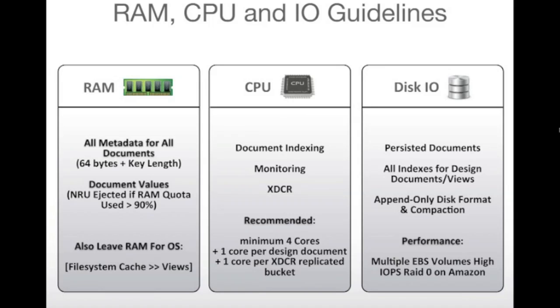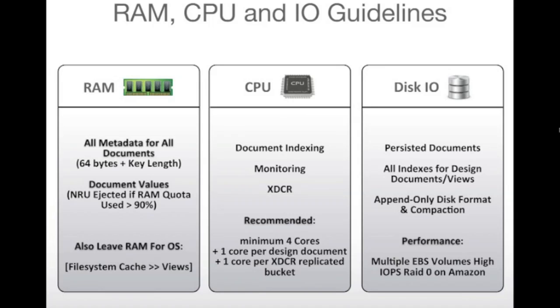And then there's the document values. If your average document is about 1K, or if it's less or more, then you can estimate how much RAM across the cluster you will need to keep all your values in RAM. We also leave RAM for the OS. If you're using our indexing, that actually uses CPU and it comes off disk. So we leave RAM for the OS to use file system cache to increase our disk performance for view querying. And that's also important to know.